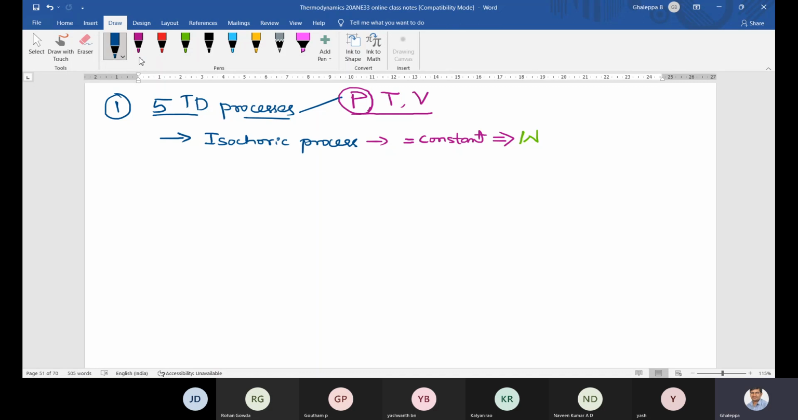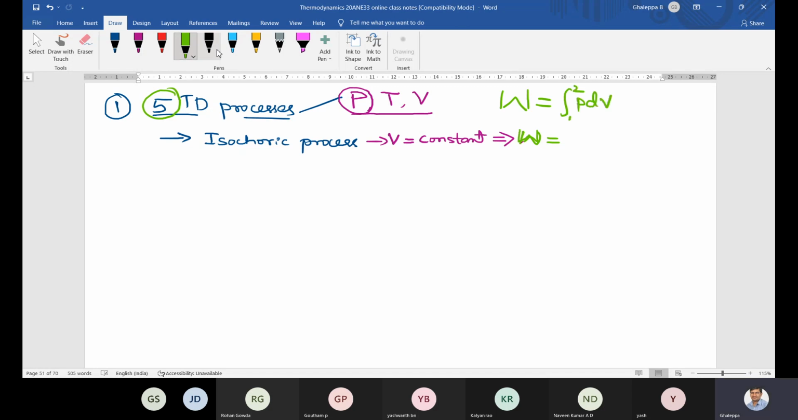So volume is equal to constant. So we have to write or remember the expression for work done, for all these 5 processes. Before remembering the expression for work done, my dear students, just remember this expression: work done is equal to integral of PdV.